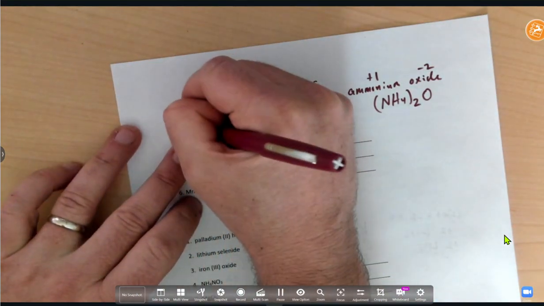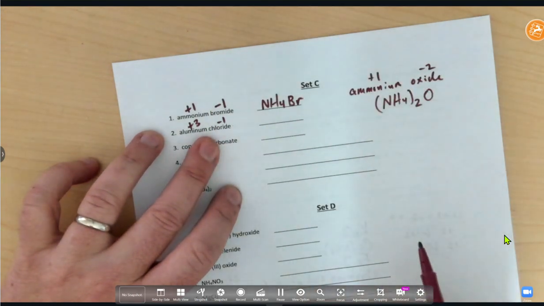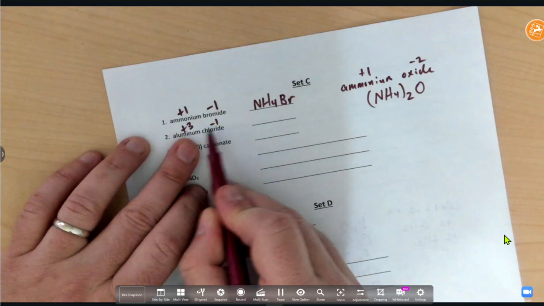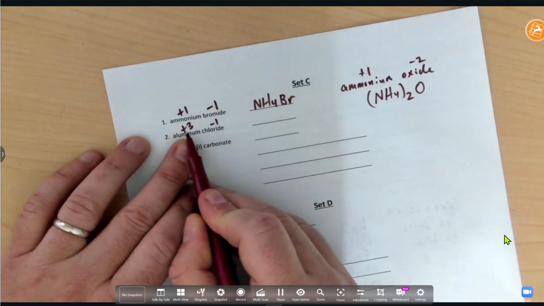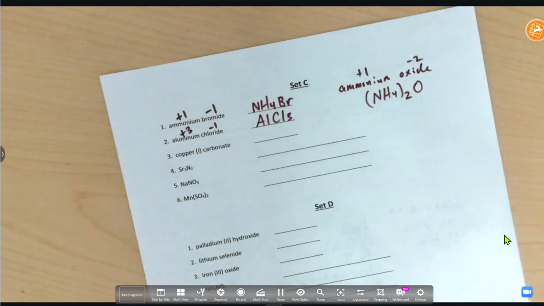Aluminum chloride. Aluminum is in group 13, so it's +3. Chlorine is in group 17, so it's -1. The charges have to be equal, so I need 3 of those -1s to match the 1 plus 3. So this would be AlCl3.